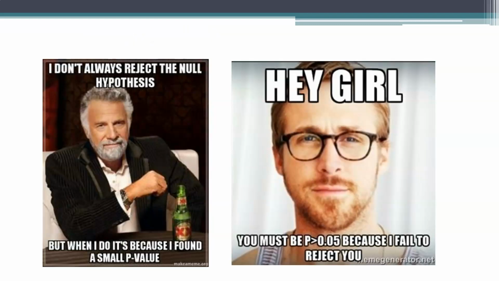And here's a couple of memes to maybe help drill that home. I don't always reject the null hypothesis, but when I do, it's because I found a small p-value. And also, you must be p greater than 0.05 because I fail to reject you. So we're rejecting H0 if your p-value is small, usually less than 0.05. And we're failing to reject H0 if the p-value is large, usually greater than 0.05.